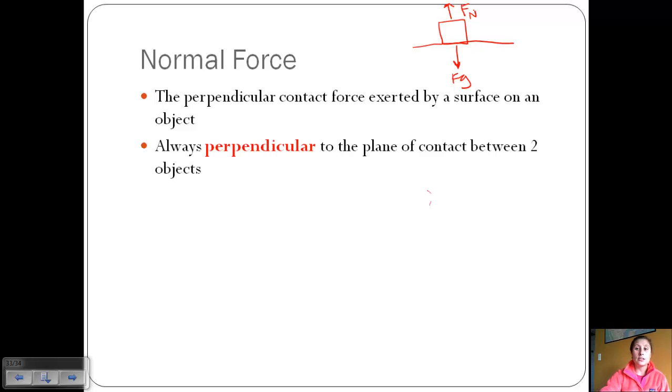It's always perpendicular to the plane of contact between two objects. And it's always equal to the weight of the object. So in this case, it's equal to the force due to gravity. Now, next chapter, when we talk about motion in two dimensions, that won't always be true.